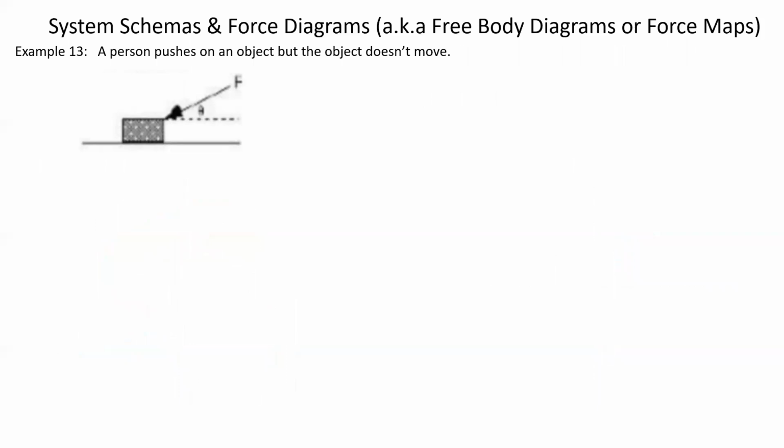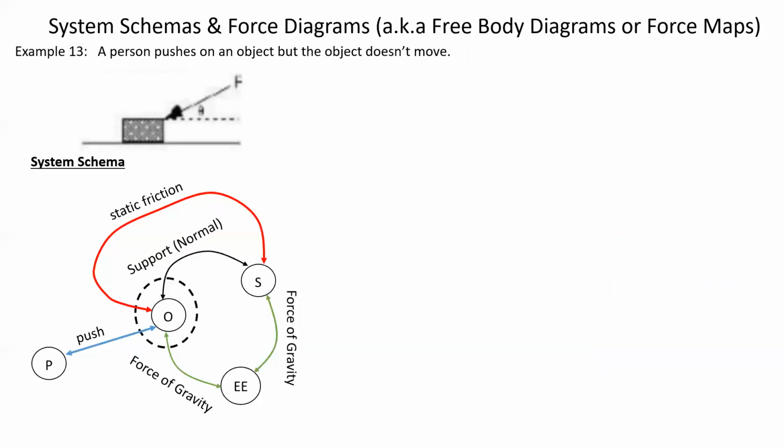A person pushes on an object, but the object doesn't move. Notice the system schema looks a little bit different this time because now instead of a rope, we have a person pushing, but we still have four forces.